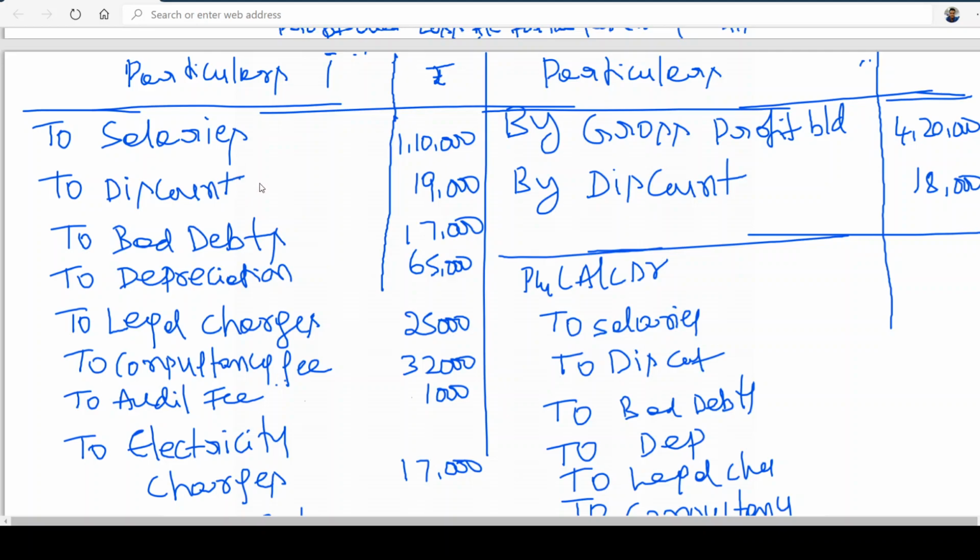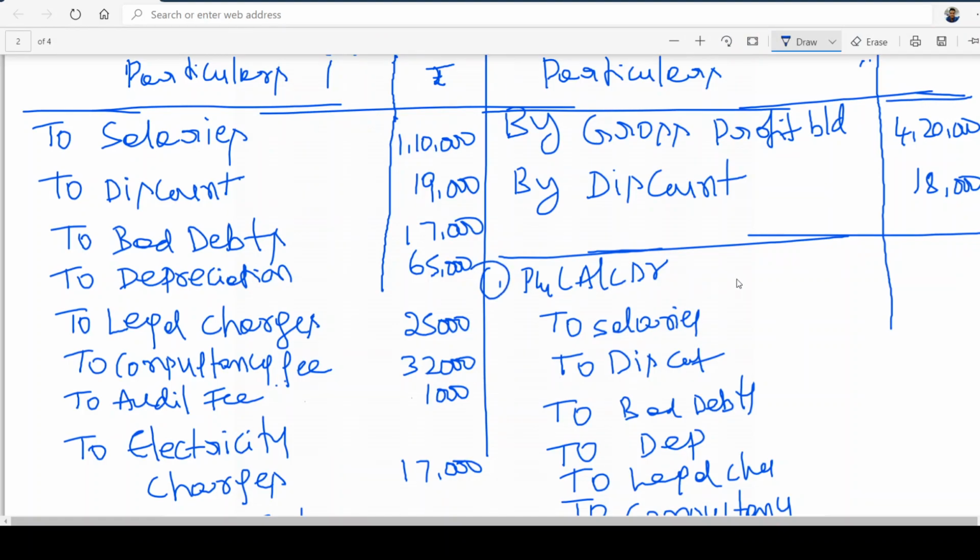In simple words, profit and loss account is a summary of nominal accounts. If somebody asks you what is the P&L account, you should say it is a summary of all nominal accounts. All nominal accounts are closed by transferring to the P&L account. After transferring salaries, discount, etc., these accounts have been closed. That is what are called temporary accounts. All nominal accounts are closed by transferring to the trading, profit and loss account. This is the first entry you will be writing.